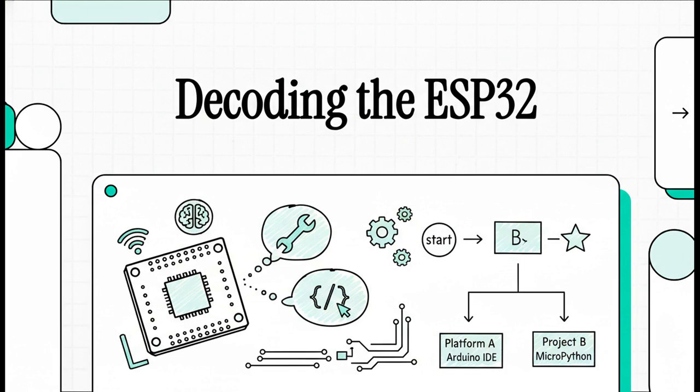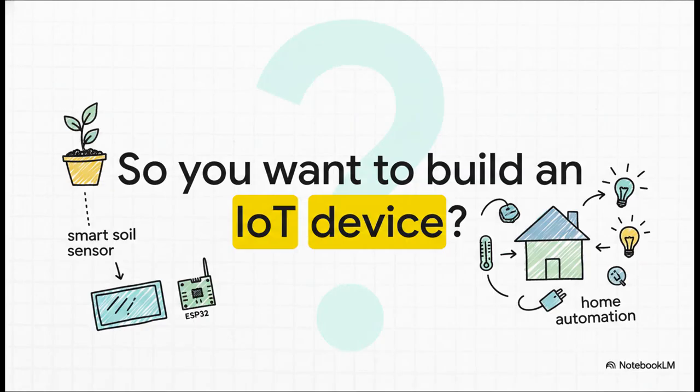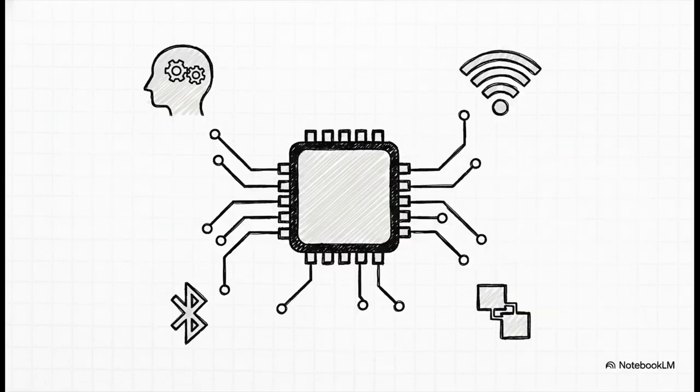It always starts with that spark, right? That one cool idea. Maybe it's a smart sensor for your garden, a custom display for your desk, or maybe it's the next big thing in home automation. You've got the concept, you're ready to get your hands dirty, but what's going to be the brains of the operation? Well, for literally millions of makers and professionals out there, the answer is the ESP32.